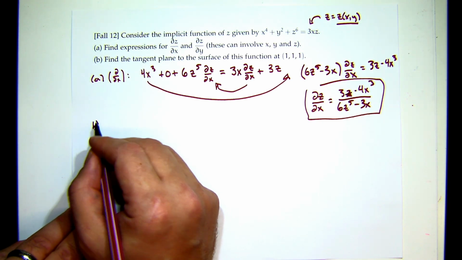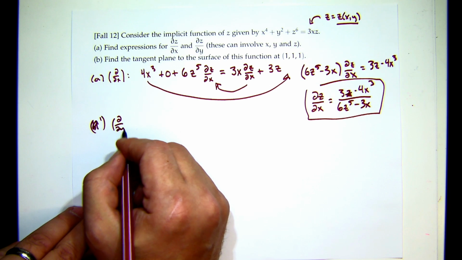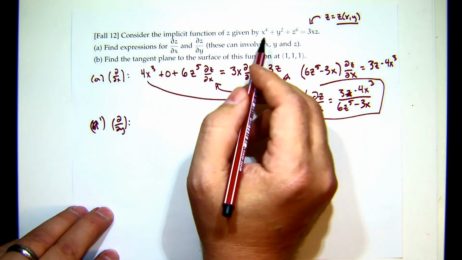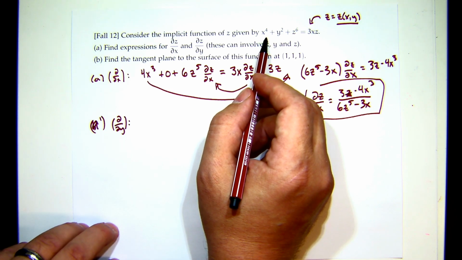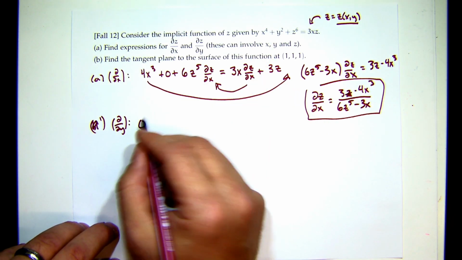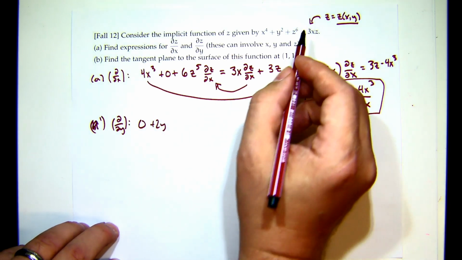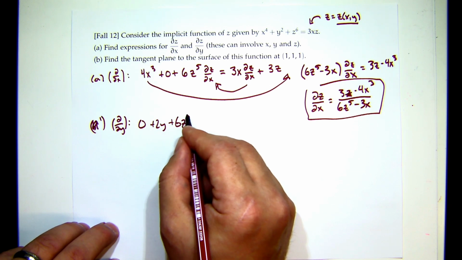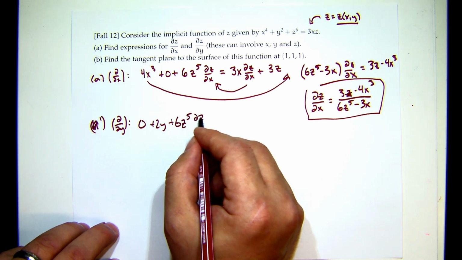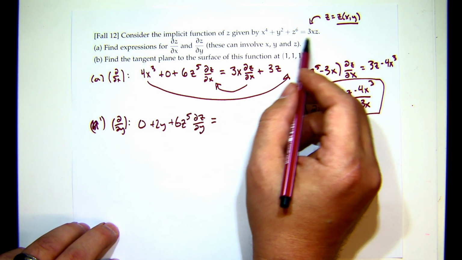Okay, part B, well, A prime, I guess I should say. We should do partial y. Forgot about that. Okay, derivative with respect to y. Derivative of x to the fourth with respect to y is 0. Derivative of y squared, 2y. Derivative of z to the sixth, 6z to the fifth times derivative of z with respect to y equals, what rule do I need to take here?